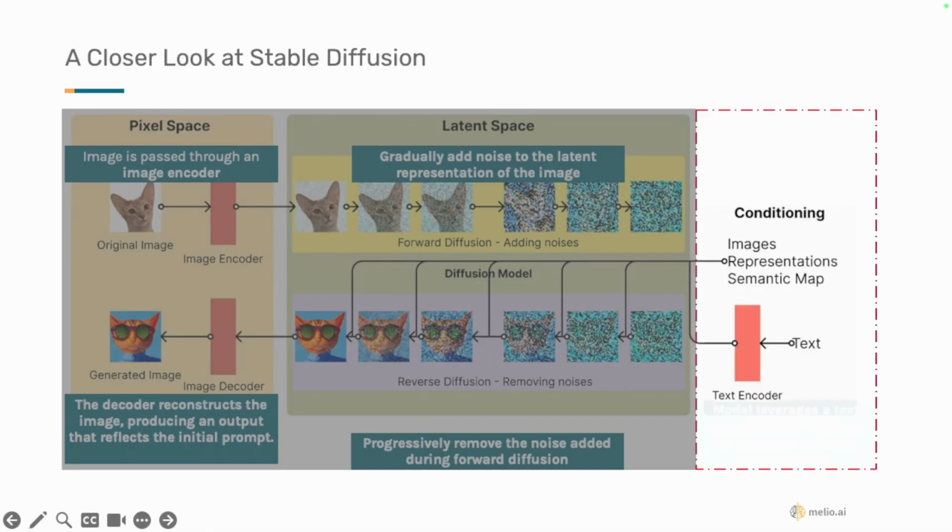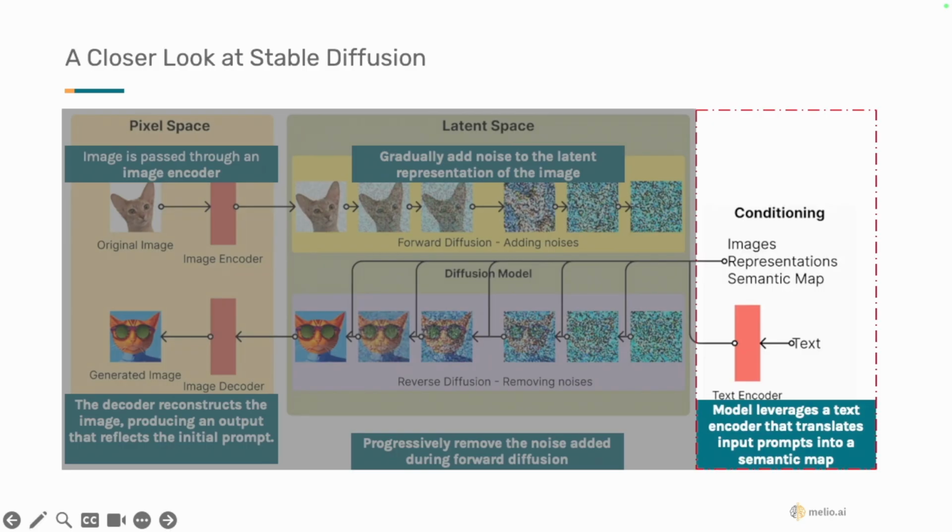Okay, then just taking your attention to the conditioning block. Now, throughout the process, the model leverages a text encoder that translates prompts into a semantic map. This mapping helps guide the image generation process by linking the latent representation back to the desired concepts or features that were mentioned in the prompt. Now, the semantic map basically ensures that the generated images align with the user's prompt.